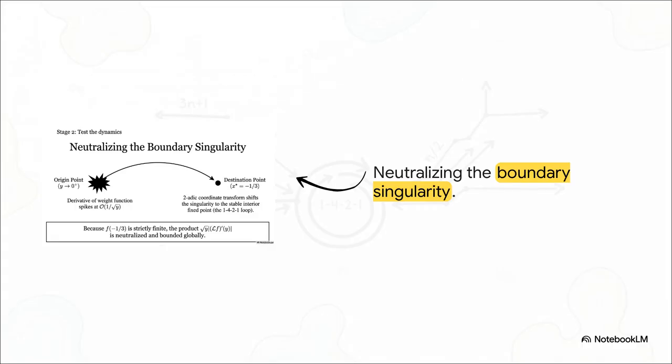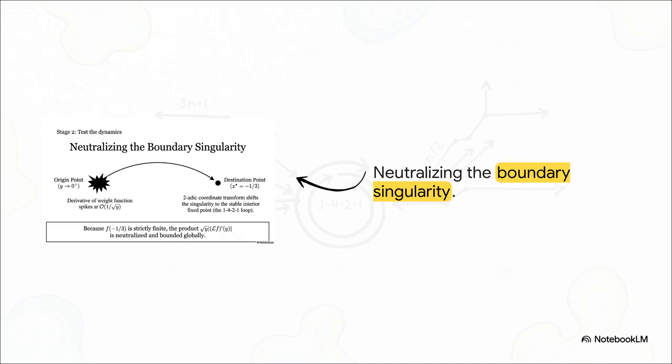And this elegantly sets us up to handle the third condition. You see, the derivative of the weight function naturally wants to spike right at the origin as y approaches 0. But by utilizing a brilliant two-adic coordinate transform, this step shifts that dangerous singularity completely away from 0. It maps it safely onto a stable interior fixed point where x star equals -1/3.